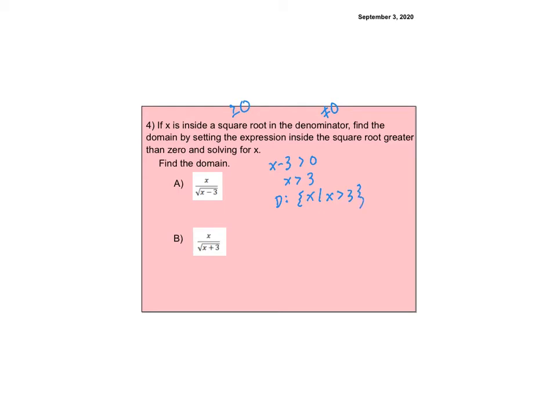All right, letter B, you can see you've got a square root there down in the denominator as well. So again, if it's a square root there, we usually say it's greater than or equal to 0, but because it's down in the denominator, we're only going to say it's greater than 0. Now subtract 3 from both sides, and we end up here getting x is greater than -3. So now let's write our answer out here. The domain is x such that x is greater than -3.